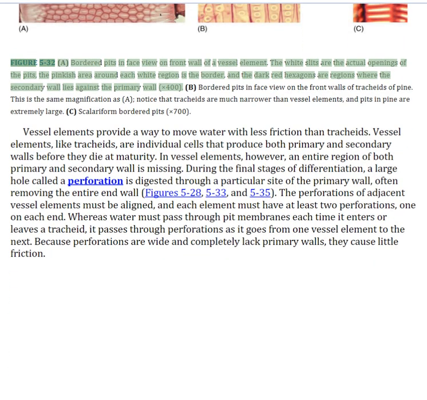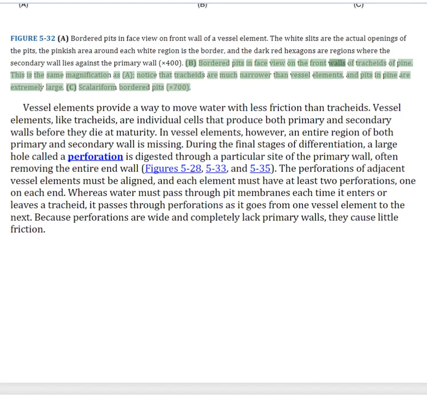Figure 5.32. Bordered pits in face view on front wall of a vessel element. The white slits are the actual openings of the pits, the pinkish area around each white region is the border, and the dark red hexagons are regions where the secondary wall lies against the primary wall. Bordered pits in face view on the front walls of tracheids of pine. This is the same magnification; notice that tracheids are much narrower than vessel elements, and pits in pine are extremely large. Scalariform bordered pits.